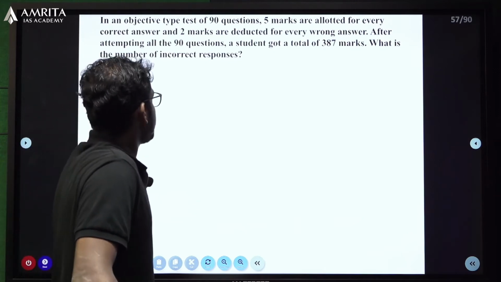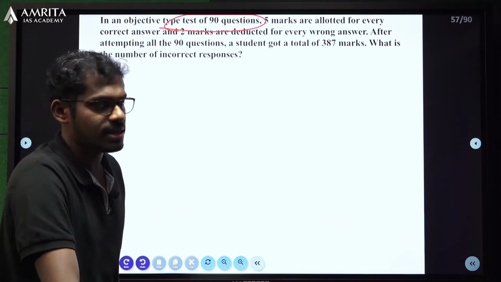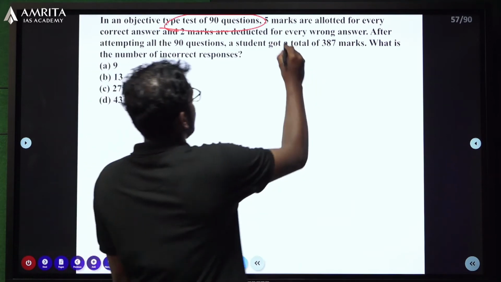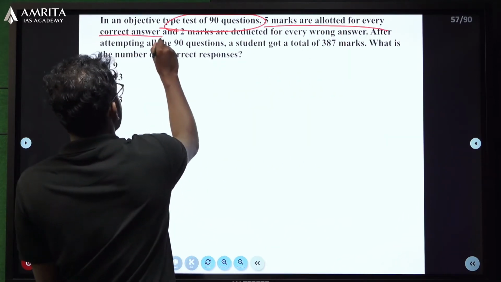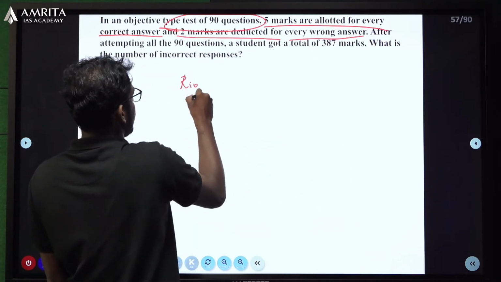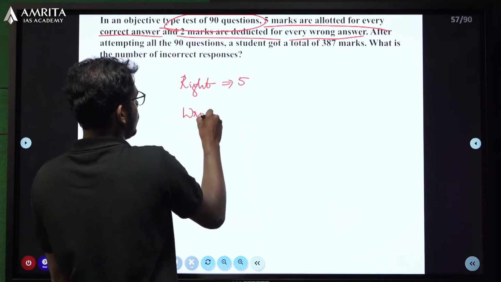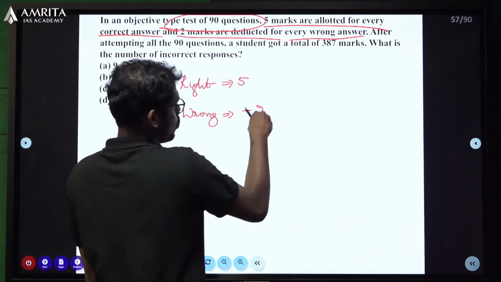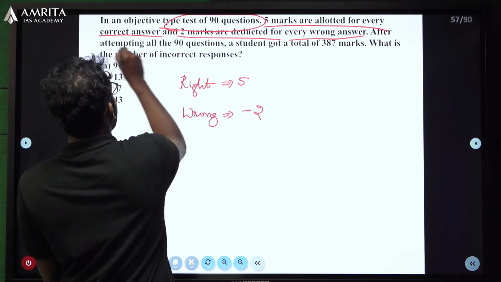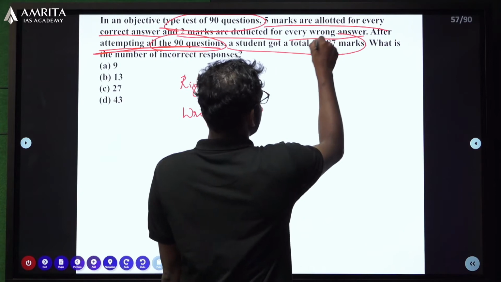In an objective type test of 90 questions, this question asked in the year 2021. 5 marks are allotted for every correct answer and 2 marks are deducted for every wrong answer. After attempting all the 90 questions, a student got a total of 387 marks.